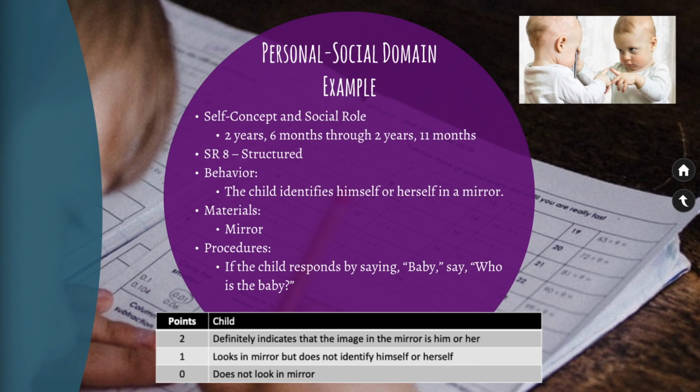If the child responds by saying baby, say, who is the baby? If the child definitely indicates that the image in the mirror is him or her, the child scores 2 points. If the child looks in the mirror but does not identify himself or herself, the child scores 1 point. If the child does not look in the mirror, the child scores 0 points.